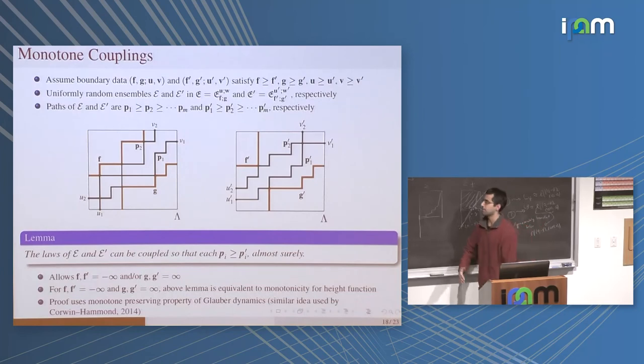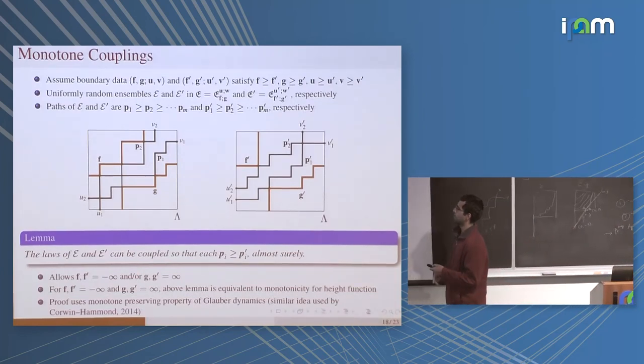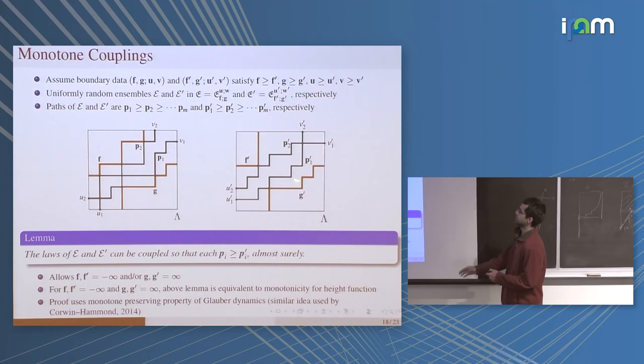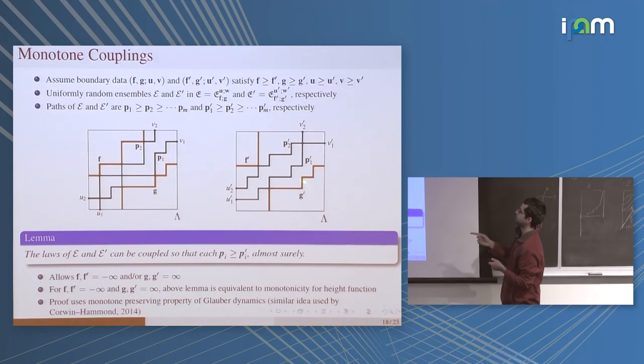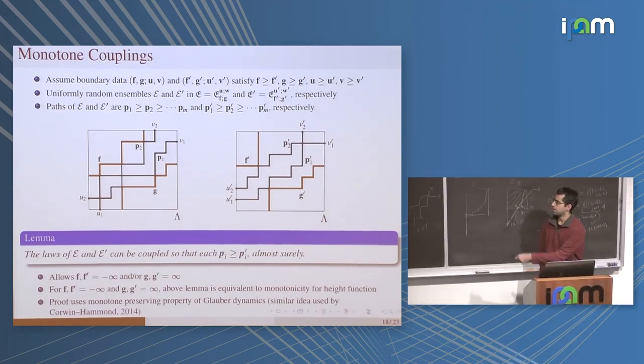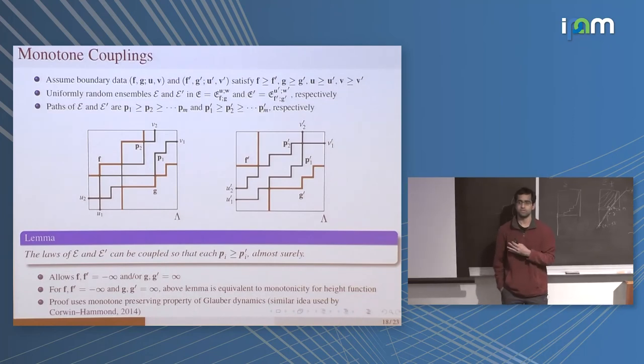Now the lemma that I'm going to be using a lot is that I can couple the laws of E and E prime so that the paths in this ensemble lie southeast of the paths in this ensemble. So the two models can be coupled in such a way that P1 is southeast of P1 prime and P2 is southeast of P2 prime, et cetera. So this is this monotone coupling statement. Are there any questions about that?